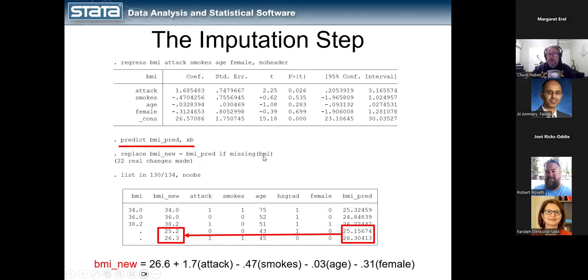And we're going to literally use those coefficients in our model to predict the expected value of BMI given all the covariates in the model. BMI new is equal to 26.6, that's the intercept, plus 1.7 times whether or not someone had a heart attack, minus 0.47 times whether or not the person smokes, minus 0.03 times their age, minus 0.31 times whether they're female or not. And I'm going to substitute that in only for the observations that are missing. There's no point in using the expected value for the observed data.